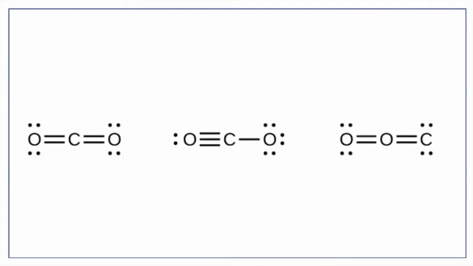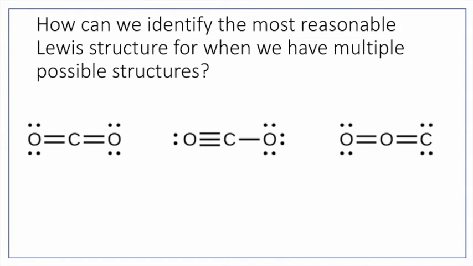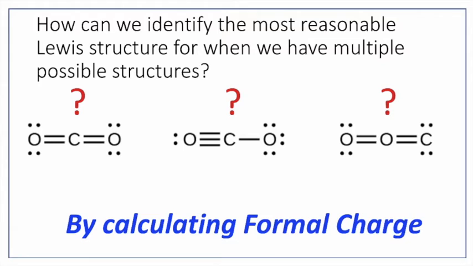Now sometimes we can draw more than one Lewis structure for the same molecule and still follow the octet rule. Here are some examples where we have carbon dioxide. Now there are 3 ways that we could draw this molecule. So how do we know what the most reasonable Lewis structure is when we have multiple possible Lewis structures? It could be this one, or this one, or this one. Well, the way we figure this out is by calculating the formal charge.